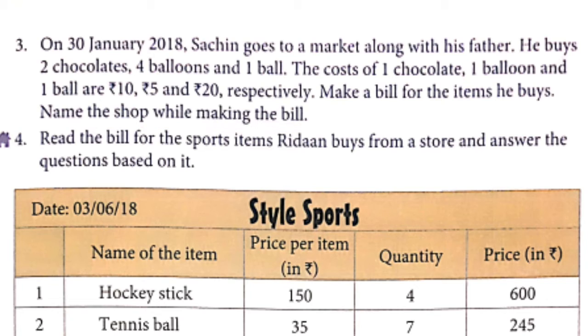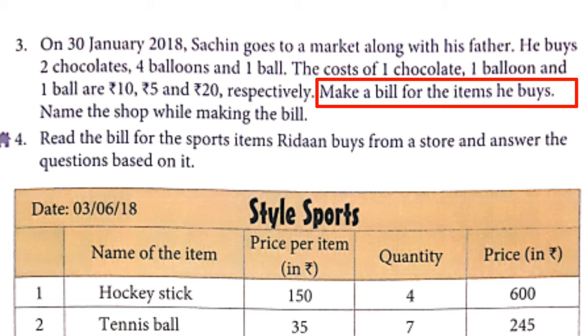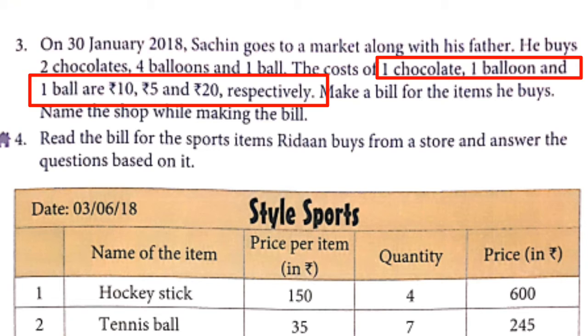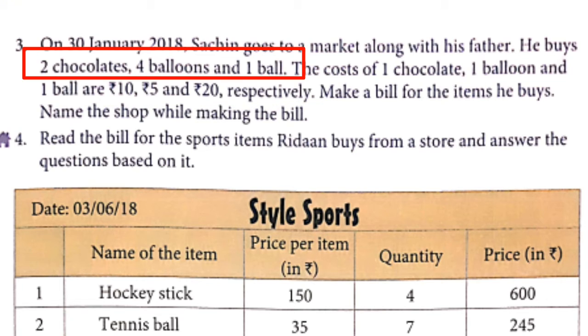So here what they have given means what are all the things they have listed in this question, and we are going to frame a shopping bill here. So the list of the items we have to write column-wise, and the price per unit, and the quantity, and the price. We are going to make a shopping bill now according to the materials.